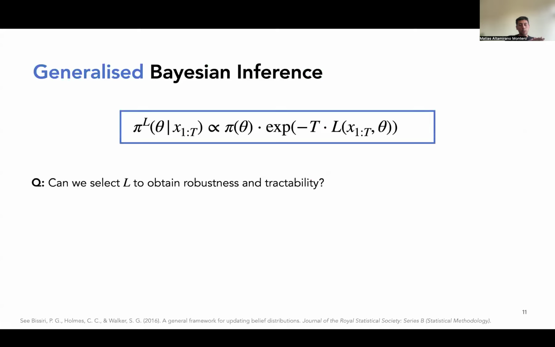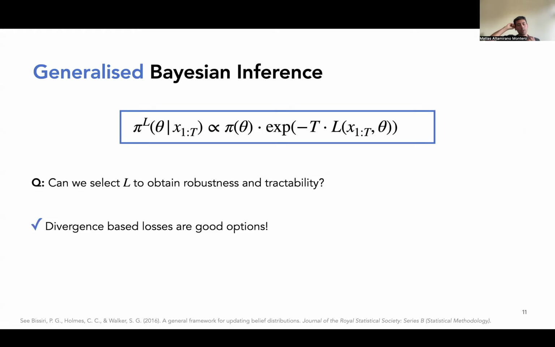So that's the main question: how to select the loss function to obtain robustness and tractability at the same time. Just a quick reminder, the generalized Bayes posterior replaces the likelihood by an exponential of minus some loss function. Now we update our belief not by the likelihood, but by our loss function.